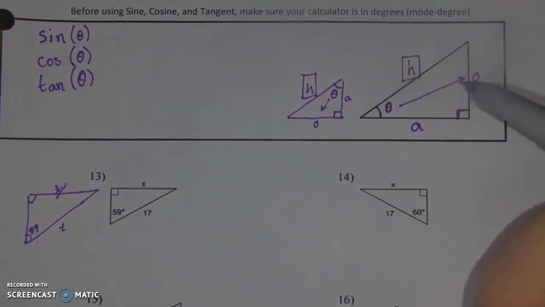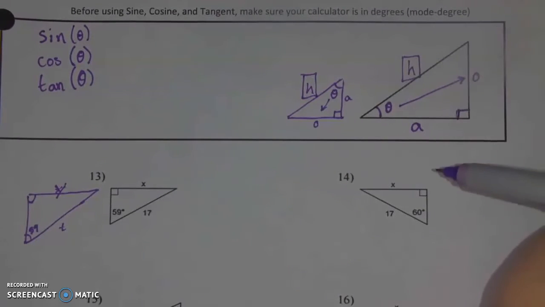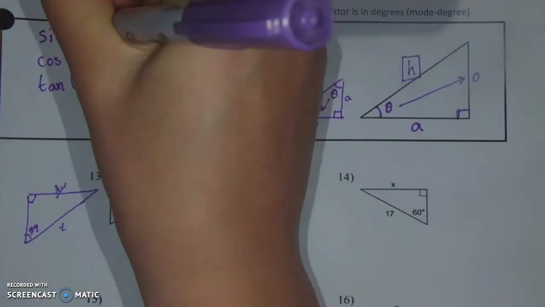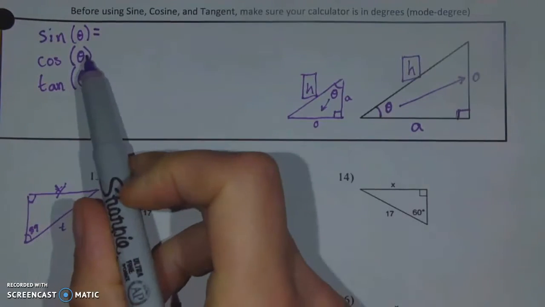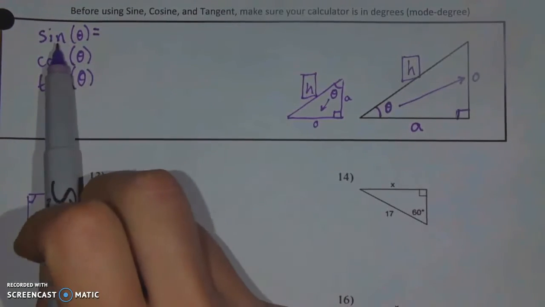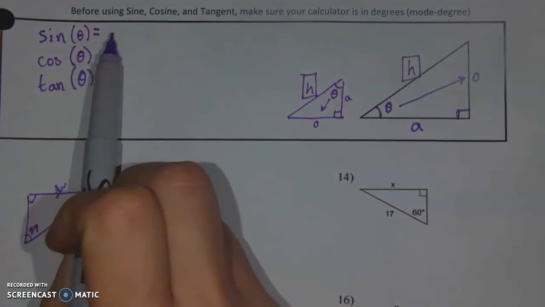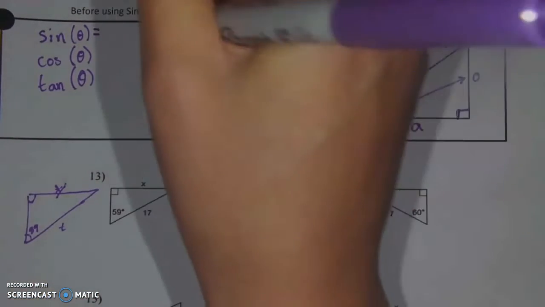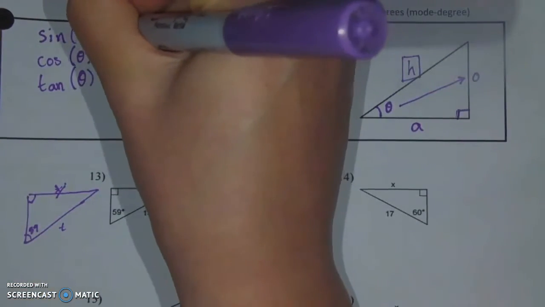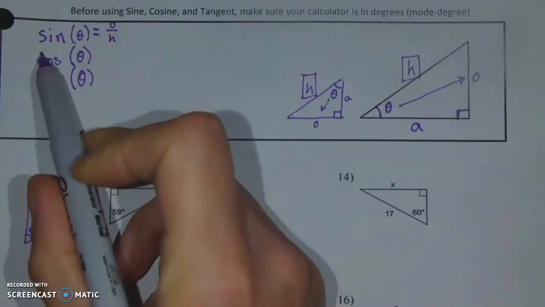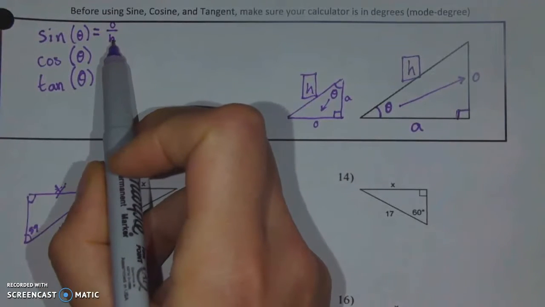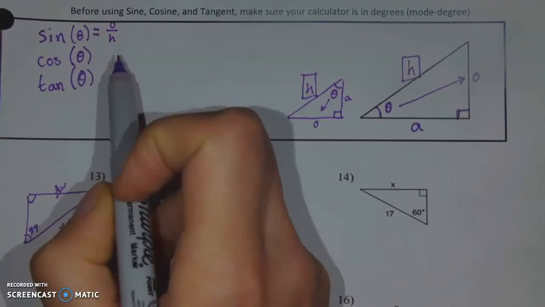Okay, so why do we need to know these O's, these A's, and these H's? Well, because sine, cosine, and tangent are just the proportions in a right triangle. The sine of theta describes the relationship between the opposite side and the hypotenuse. So sine is equal to opposite divided by the hypotenuse. That's how they get that.